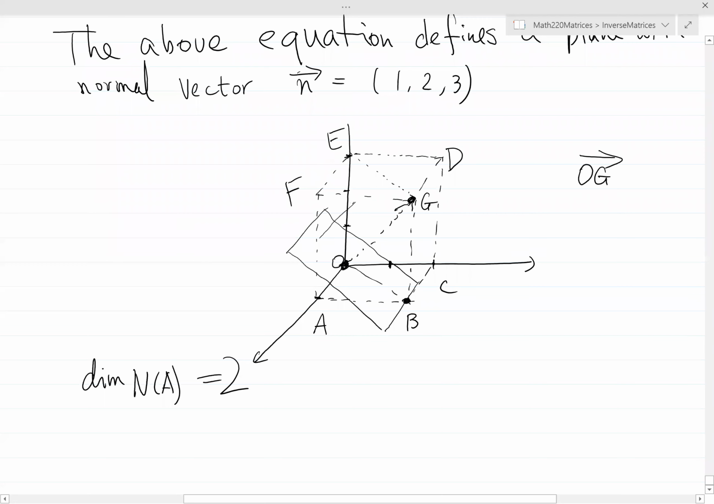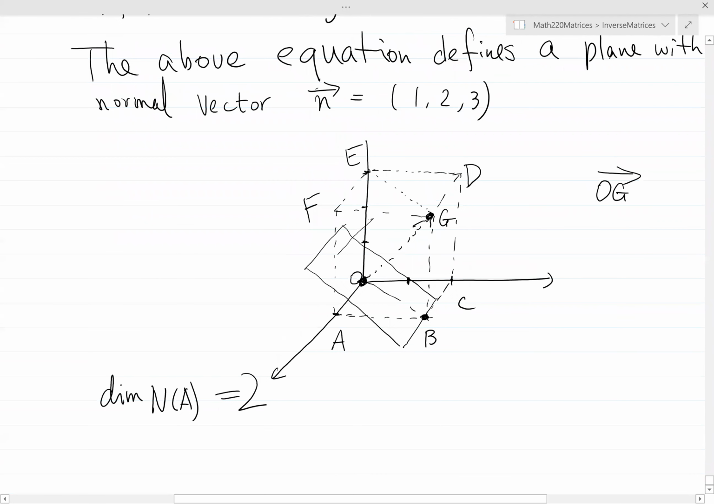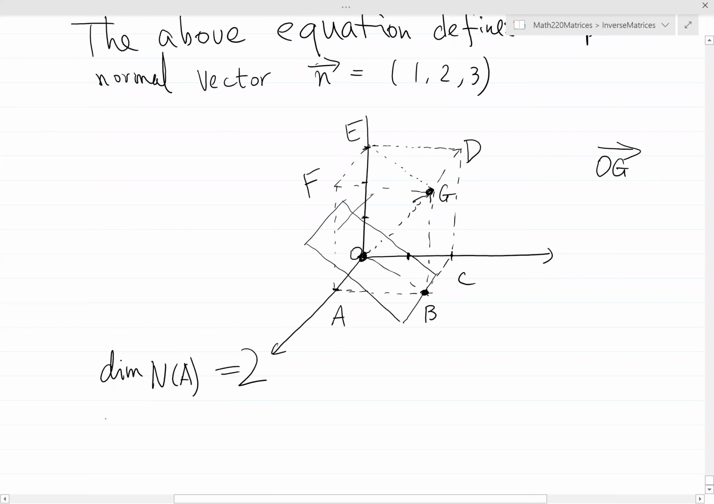Now the dimension of the row space is 1, so the rank of A is 1. Remember, we can define the rank of A as the dimension of the column space or the dimension of the row space. They are actually the same.